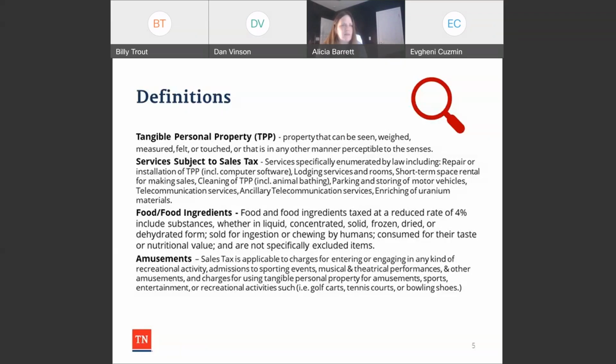The last definition is amusements, and this is talking about charges for entering into a recreational activity. So we're talking about sporting events, we're talking about performances, amusements. We are talking about charges for using tangible personal property. So this might be renting that kayak to go out on the lake or renting the bowling shoes to go bowling. So it's going to be anything that's going to pertain to amusement.